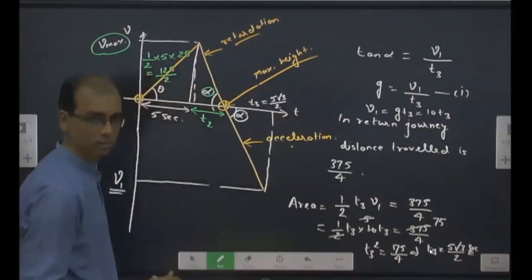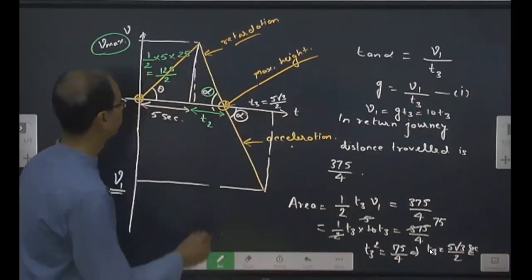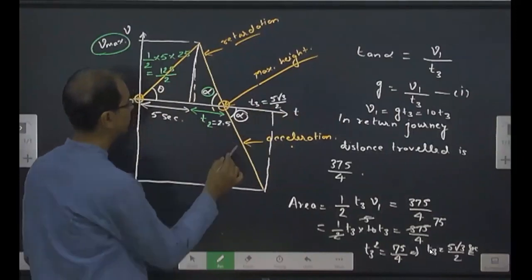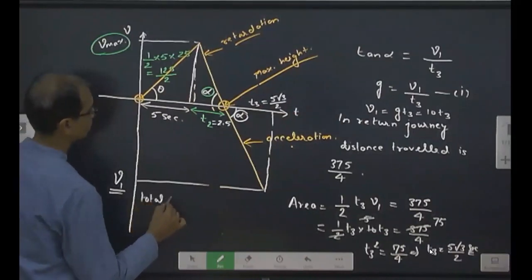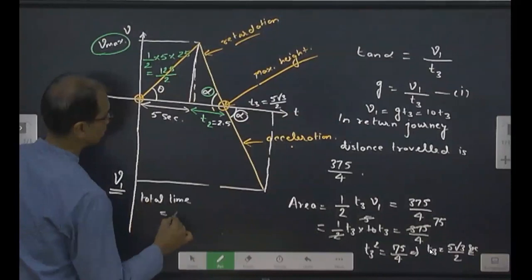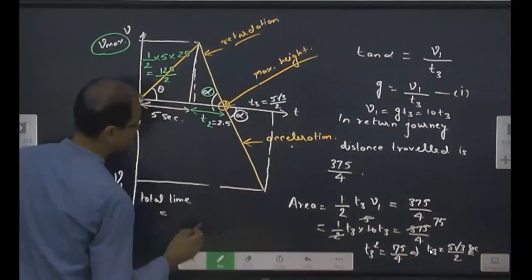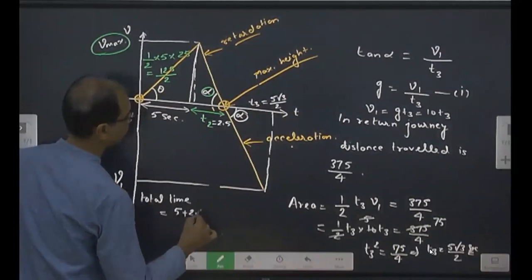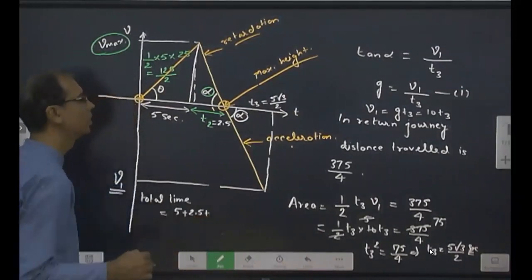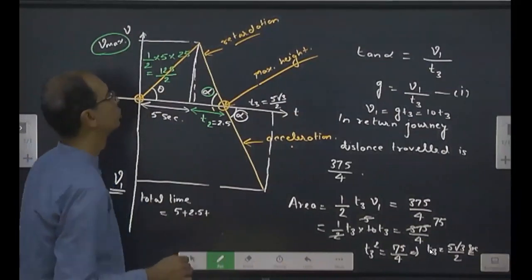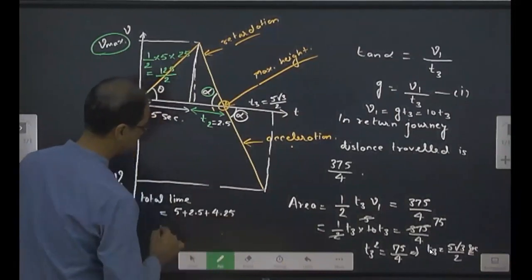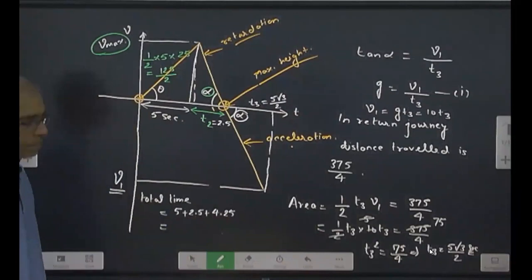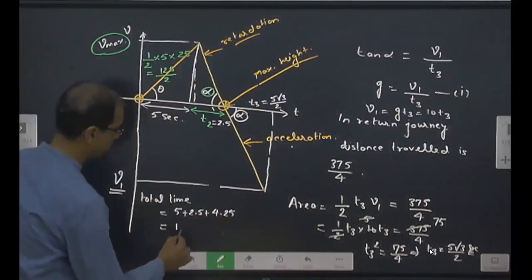Total time he was asking. We got everything: 5 root 3 by 2 plus 2.5 plus 5. So the total time is 5 plus 2.5 plus 5 root 3 by 2. 5 root 3 by 2 will be how much? 8.5 by 2, so 4.25 approximately. Okay, this is our answer: 11.75.